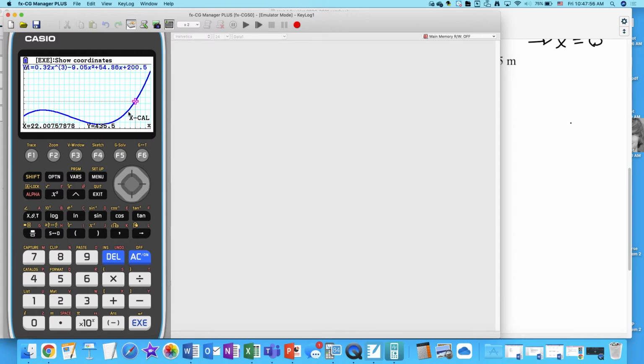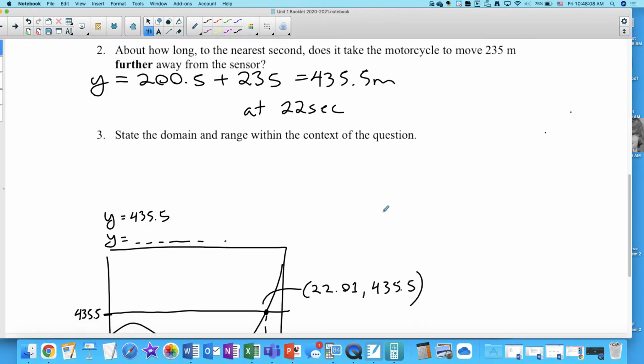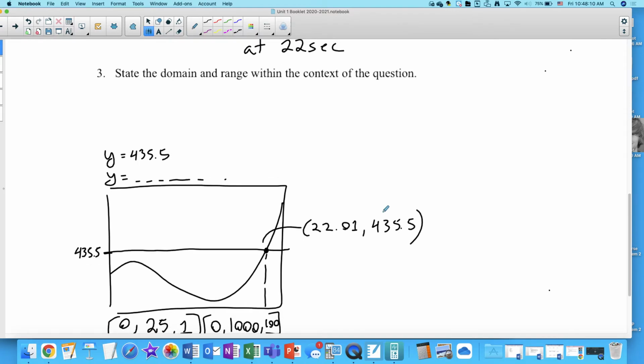Lastly, what is the domain and range within the context of this question? So let's start with the domain. Domain is time in seconds. What makes sense for time here? What's the minimum time that this stunt could last? 0 seconds. What's the maximum time? Not 25, because I just picked that arbitrarily. Is there a maximum time here?